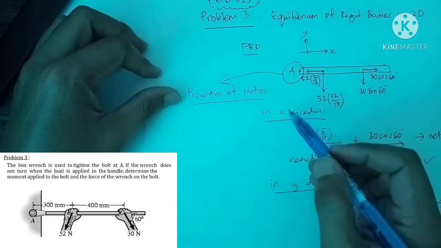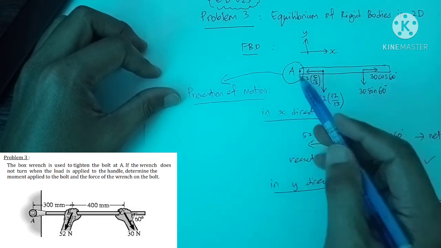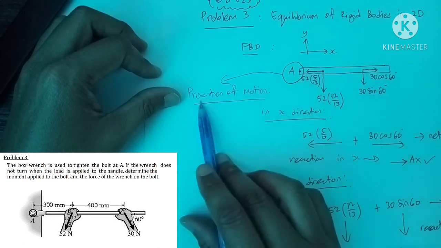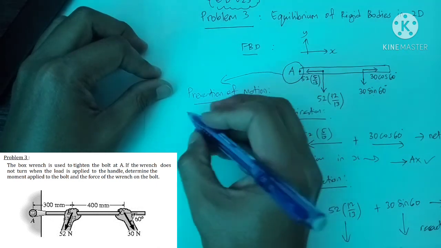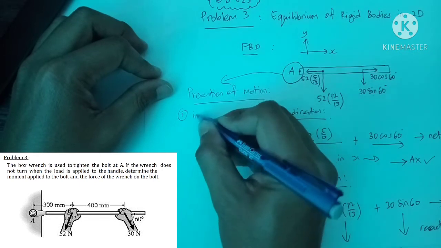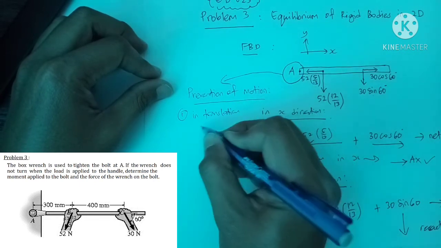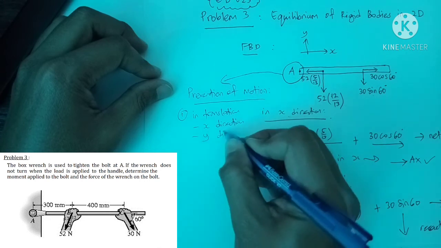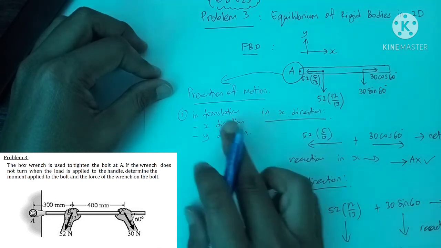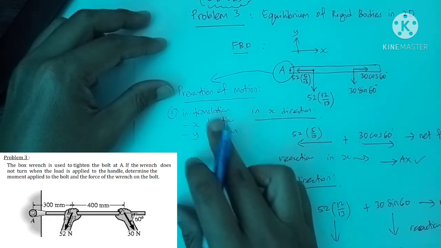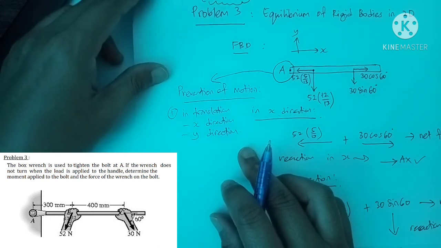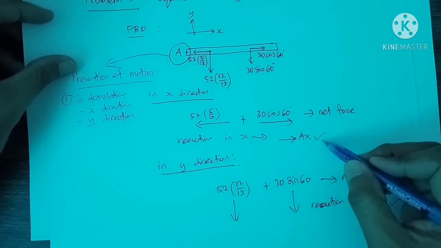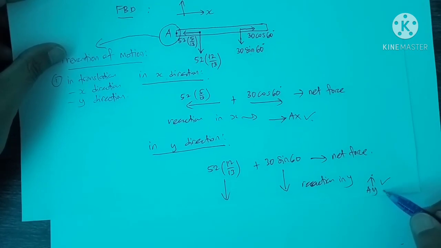Next, we're going to further our analysis of the reaction of the bolt at point A. The bolt at point A will provide prevention of motion. The first motion is translation in X and Y direction. We already show the prevention by proving there are reactions in X and Y direction. Here we have reaction force AX and also reaction force AY.